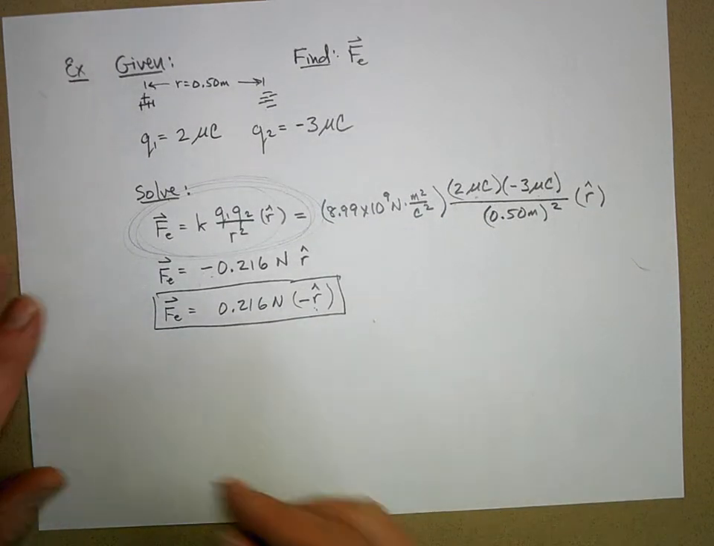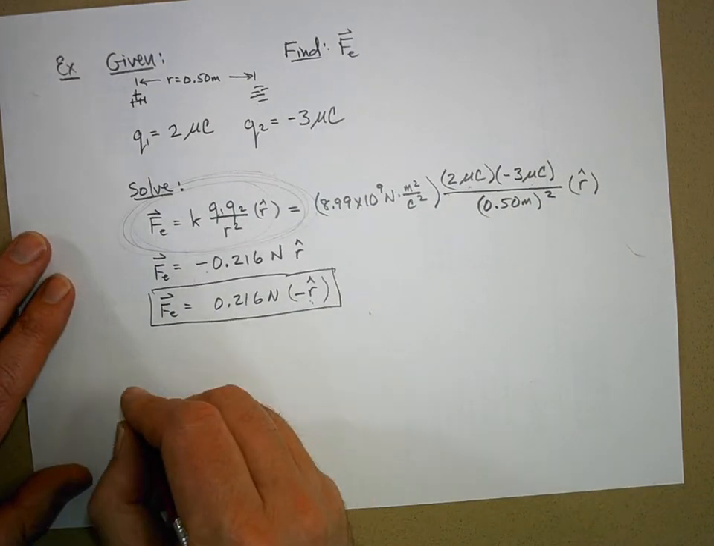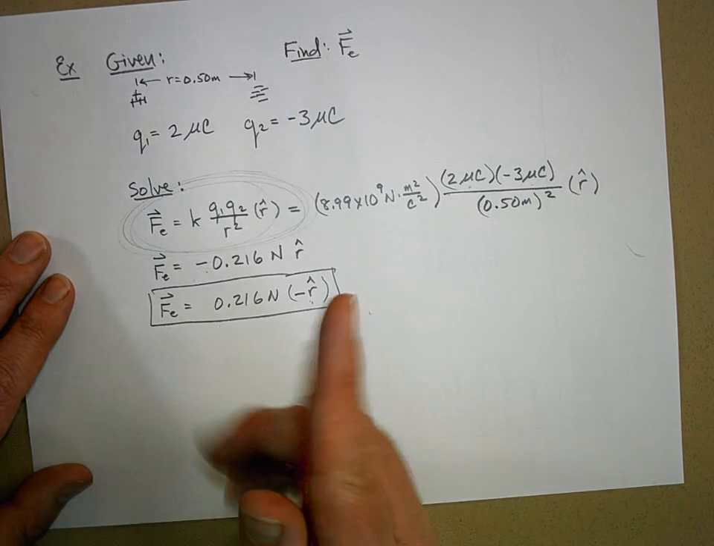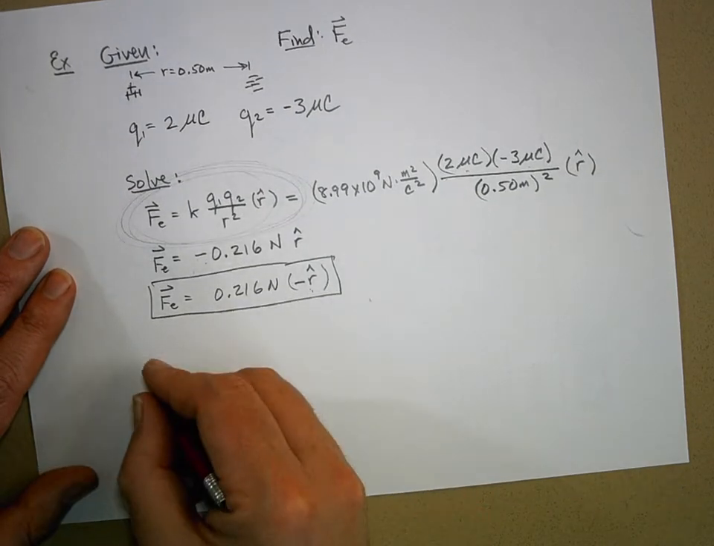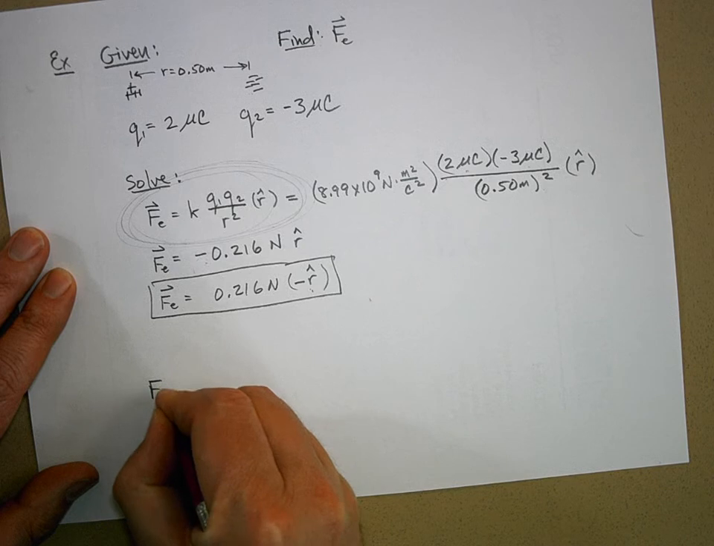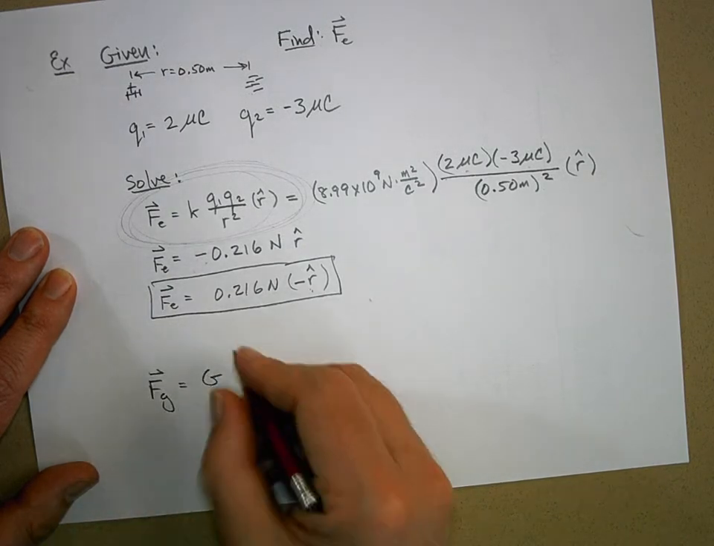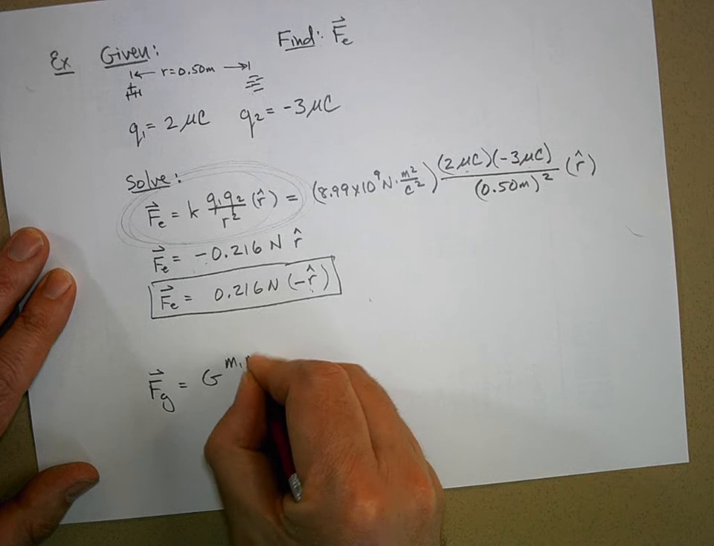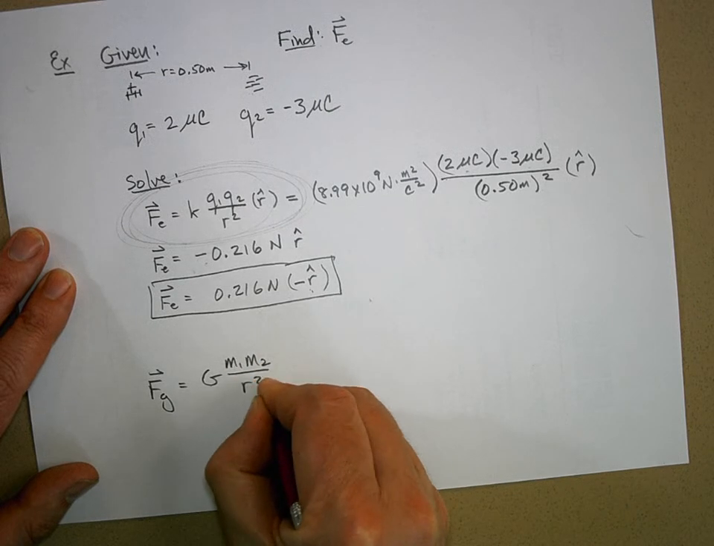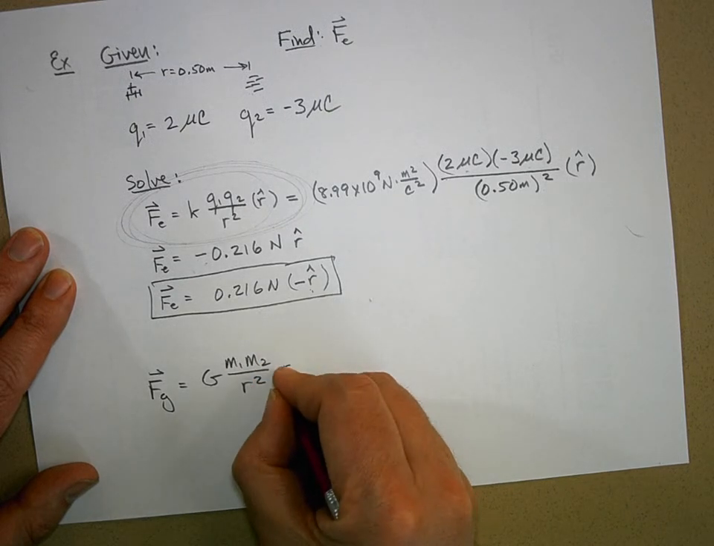Let's compare gravity and electrical force. So gravitational force has this equation. The gravitational force is equal to big G times m1, m2 over r squared in the negative r hat direction.